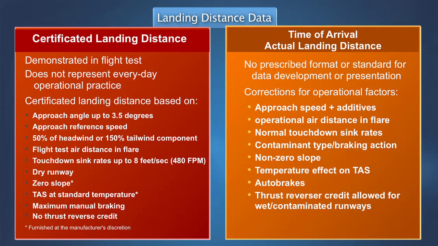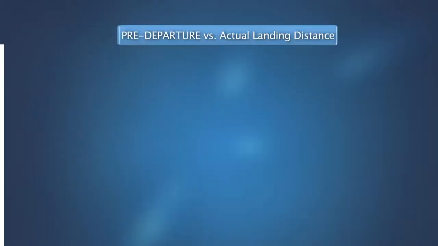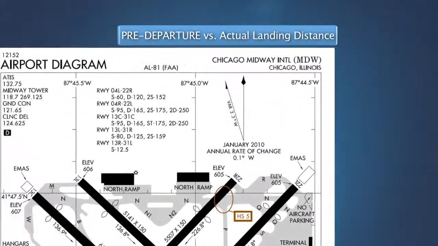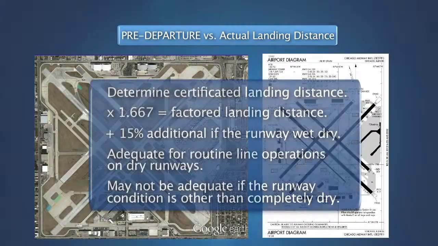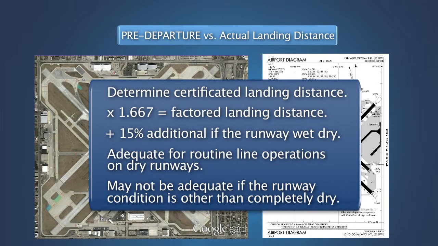Nevertheless, it is easy to appreciate that the landing distances determined during certification and the certificated landing distance data published in the AFM will be shorter than the actual landing distances achieved in everyday operations. Flight crews may mistakenly assume that the large regulatory margins built into the pre-flight departure landing checks are always adequate to protect against overrun in any potential landing conditions encountered. This perception is dangerously inaccurate.